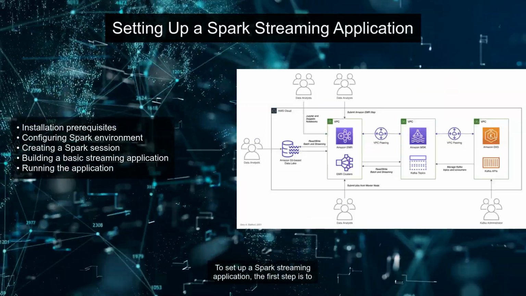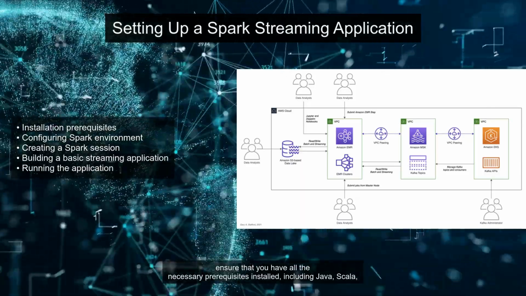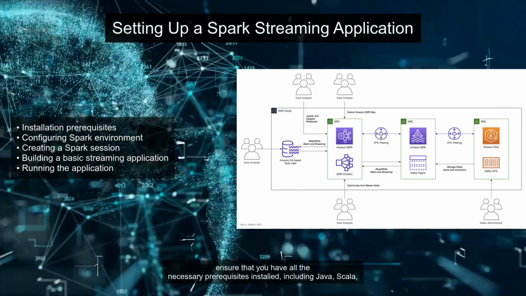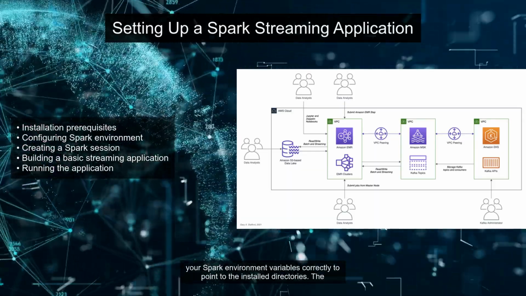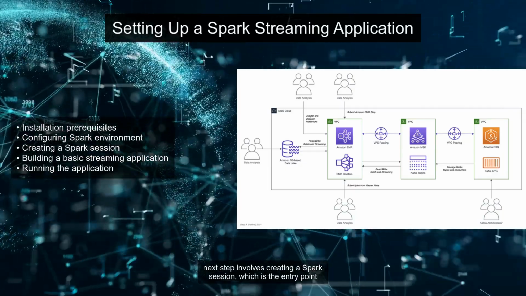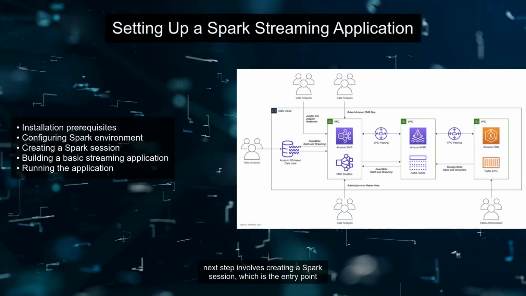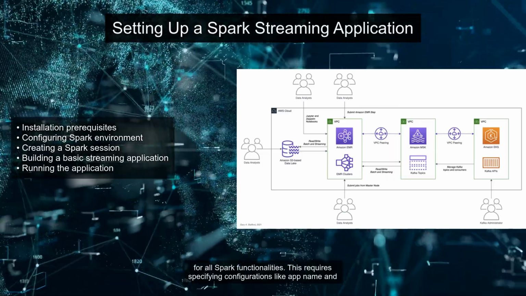To set up a Spark streaming application, the first step is to ensure that you have all the necessary prerequisites installed, including Java, Scala, and Spark itself. Once your environment is ready, you need to configure your Spark environment variables correctly to point to the installed directories. The next step involves creating a Spark session, which is the entry point for all Spark functionalities. This requires specifying configurations like app name and master URL.